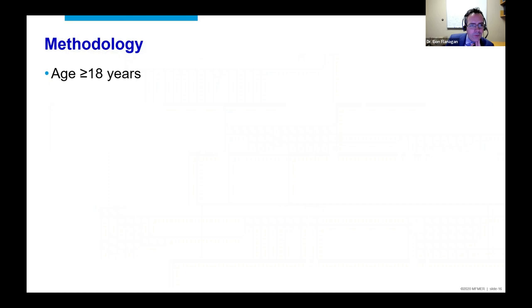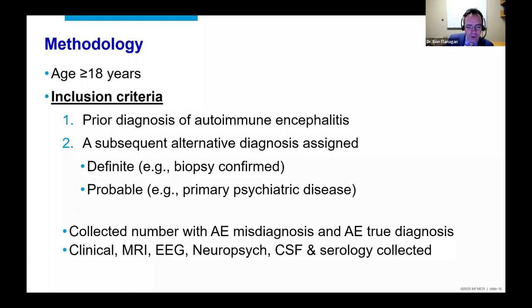This study focused on adults, and we looked at patients who came to our clinic or were seen in our hospital who were initially told they had autoimmune encephalitis, either by us or by somebody else in the community. And then subsequently, we gave them a different diagnosis. That might have been that they had a confirmed brain tumor, or a psychiatric disease or some other condition. At the same time, to see how common this was, we collected how many were misdiagnosed versus how many had a true autoimmune encephalitis. And we collected lots of the data that we mentioned earlier, the MRI, the spinal fluid, and lots of those features.